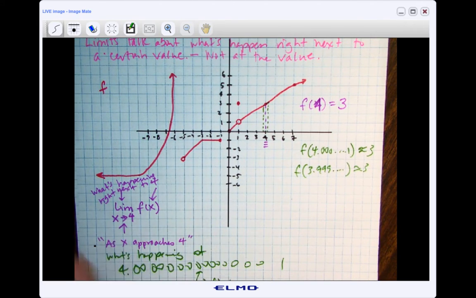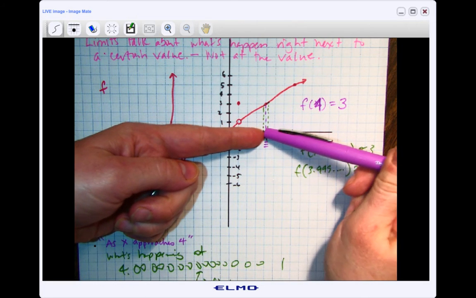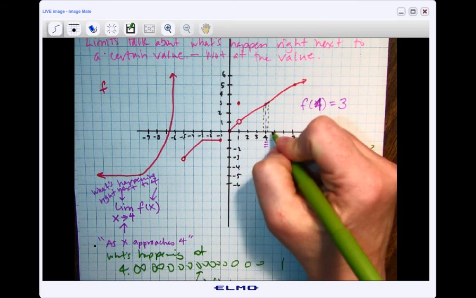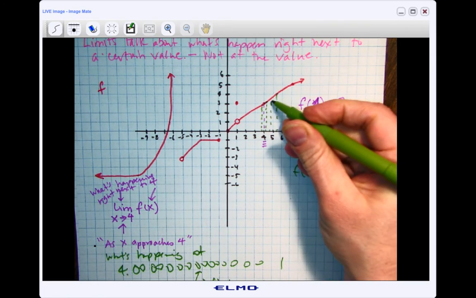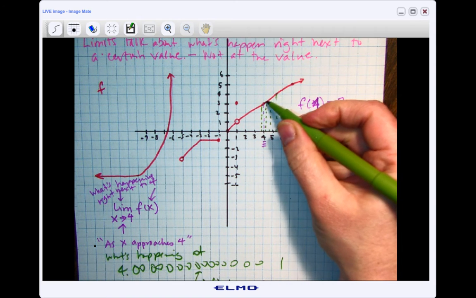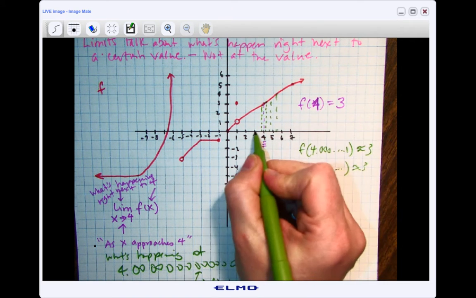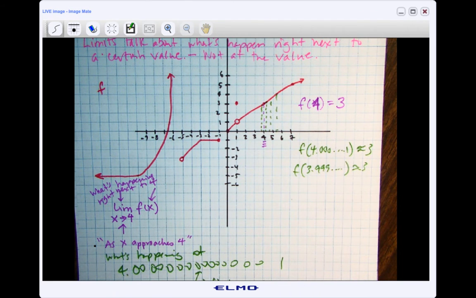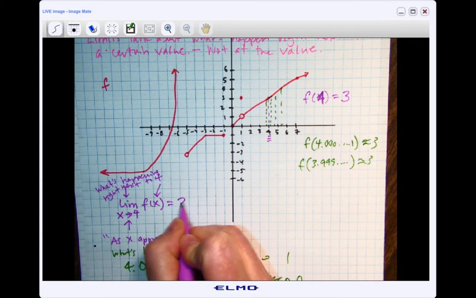So the limit of f of x as we approach 4 on the x value from both sides: if I start here and get closer to 4, this output is getting closer to 3. And if I start over here and move close to 4, my outputs are also getting close to 3. So my limit as x approaches 4 is going to be 3.